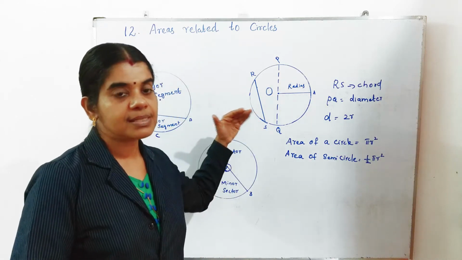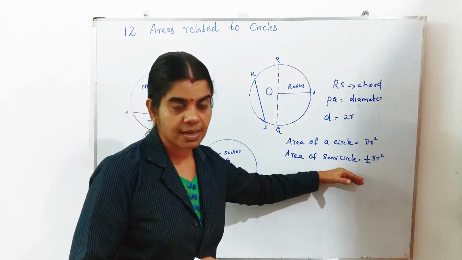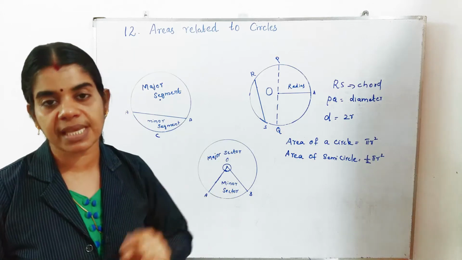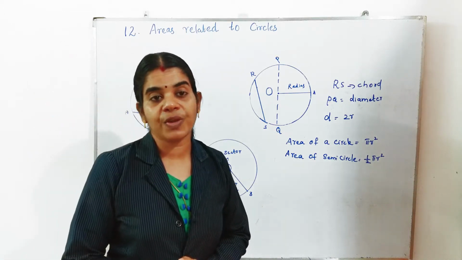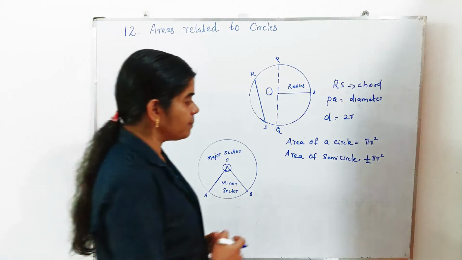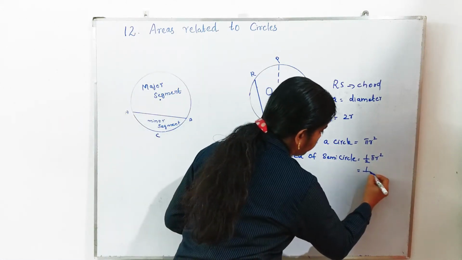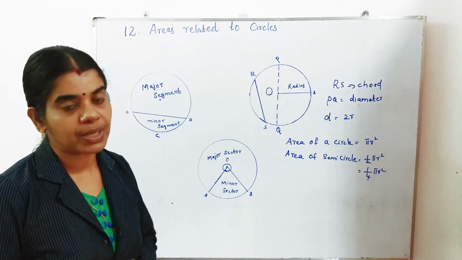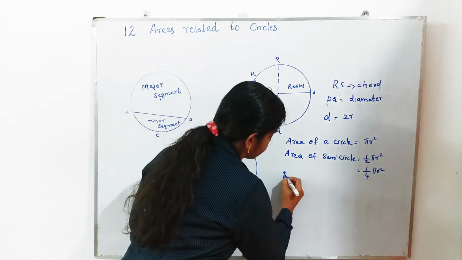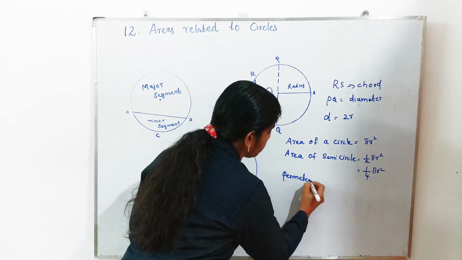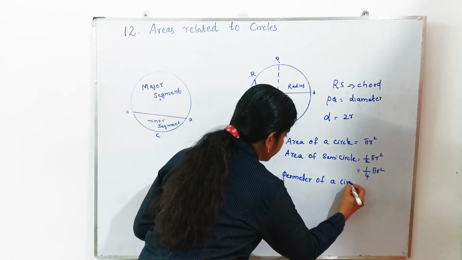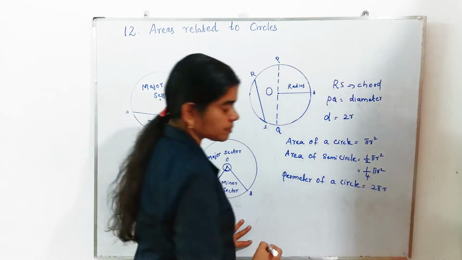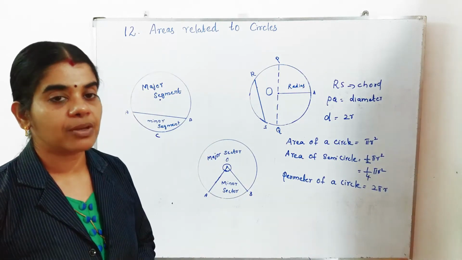We divide the circle into two equal parts, that is known as a semicircle. Quarter of a circle means we are dividing the circle into 4 equal parts. One of those parts' area is known as the area of a quarter of a circle. So that will be 1 by 4 pi r square. Like that, the perimeter of a circle is equal to, you already know that, 2 pi r.